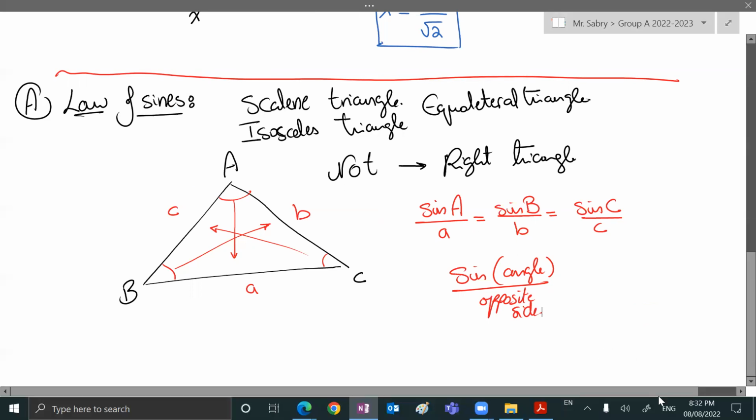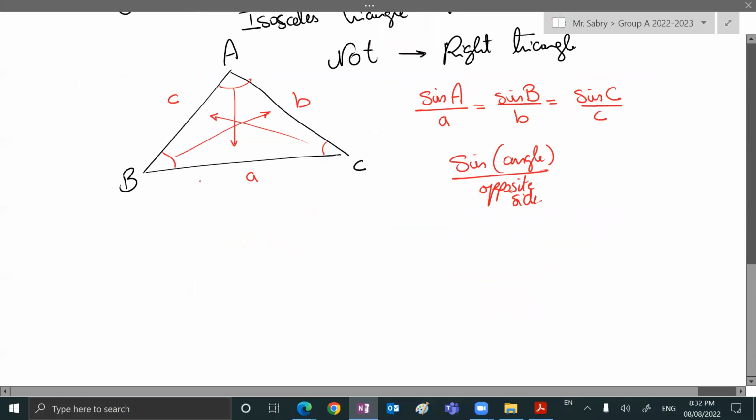What do I mean by that? For example, if you're given a triangle like this one, you're told that this angle is 30 degrees, this side is 10, and this one is 50 degrees. And you need to find the value of this side. So we ask ourselves, what do we have? Do we have a side, an angle, and its opposite side? Do we have this main important thing, an angle and its opposite side? Yes, we do.